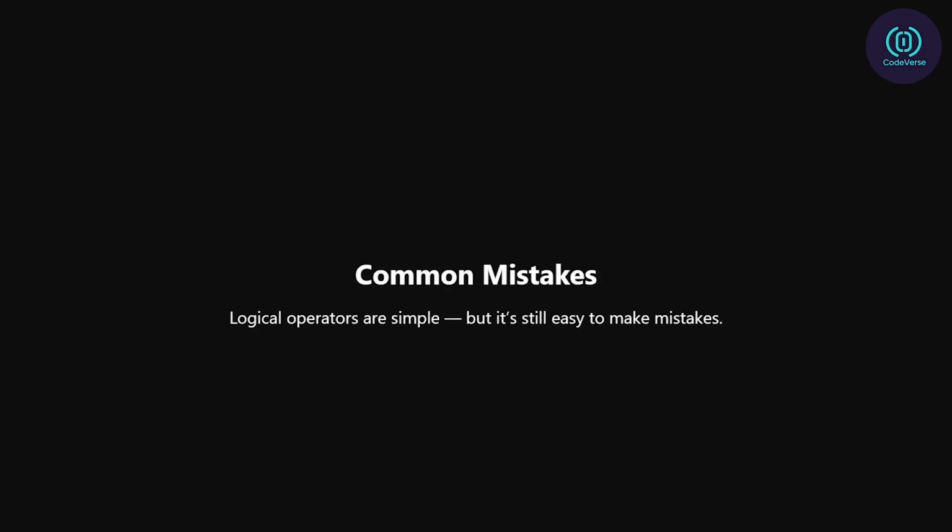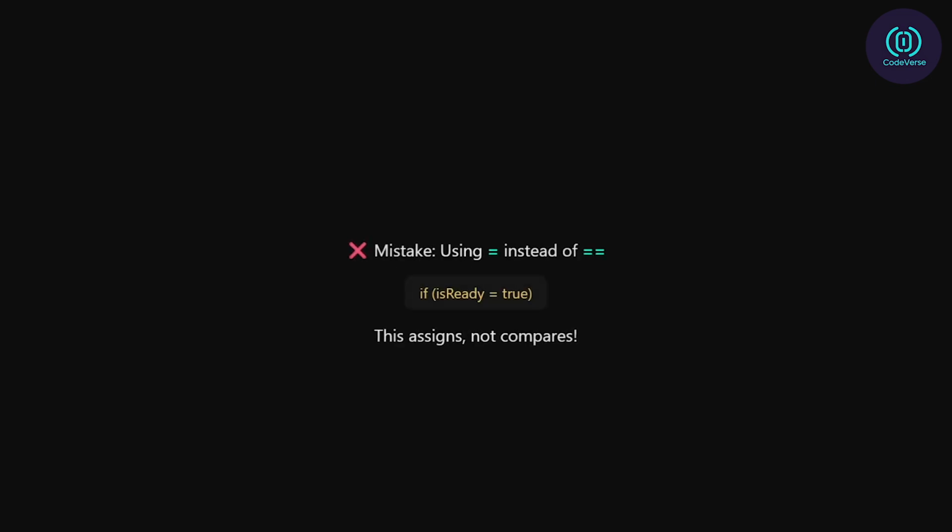Even though logical operators are simple, it's easy to make mistakes, especially when you're just starting out. One of the most common errors is using a single equal sign instead of the double equals. Remember, a single equal assigns a value, but the double equals compares values. If you accidentally write if is ready equals true, you're actually changing the value inside the condition, not checking it, and that can lead to bugs that are hard to spot.